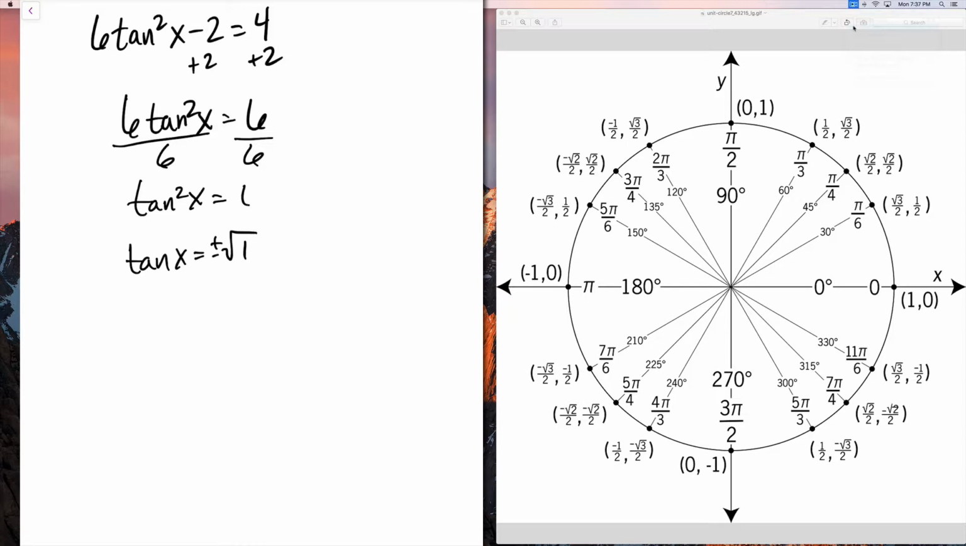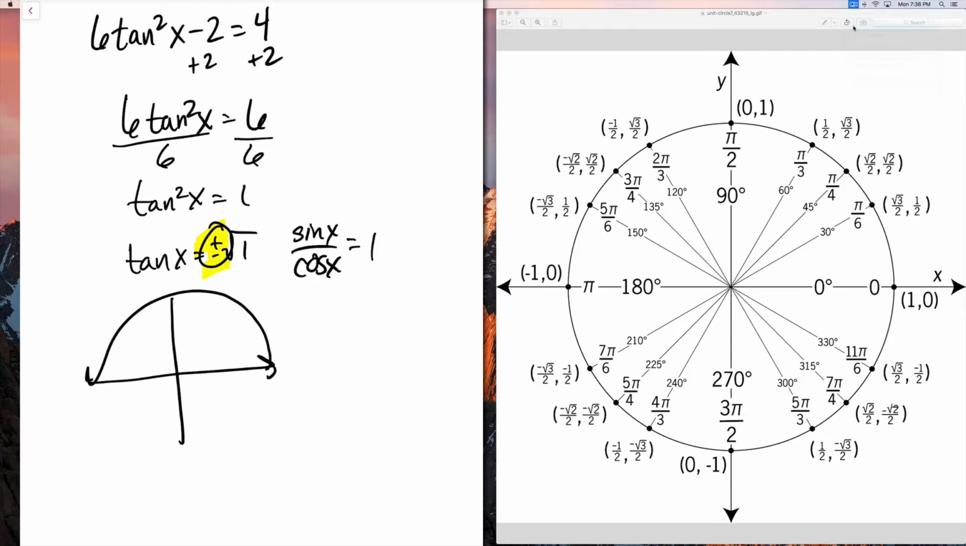So recall that tangent x is sine x over cosine x, and this is going to end up equaling 1. So that means I want my two terms to be the same. And as I look at my unit circle, this is a plus minus, so that means I can look at either side of my unit circle. With the exception, recall that my period for tangent is 0 to pi.